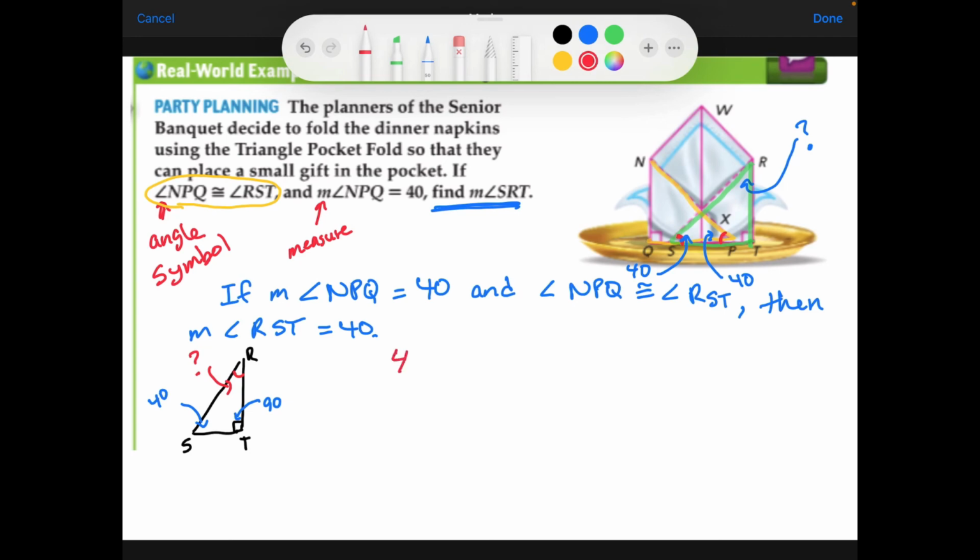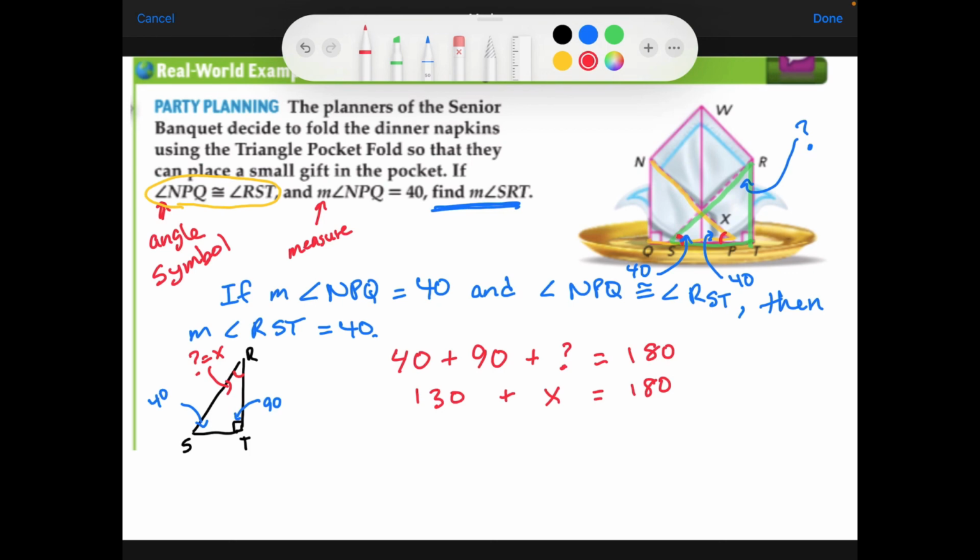So we can say 40 plus 90 plus what we don't know must equal 180. 90 plus 40 is 130. And in math, when we don't know something, we always start with the letter X. So we're going to replace this question mark with X. We don't know what that is yet. Equals 180. So let's solve for X, which is our unknown angle.